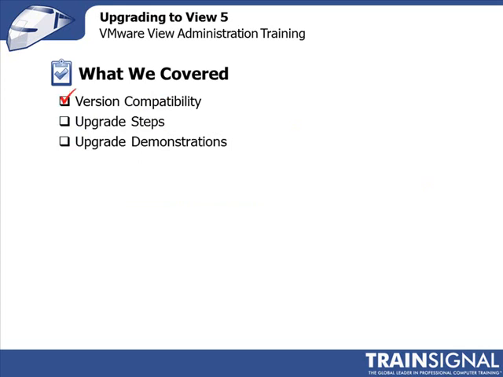We started off talking about version compatibility between View 5.0 components and previous versions of View. Then we talked about the steps that it takes to upgrade a View environment, starting with verifying the system compatibility with the latest version. Then we talked about what it takes to upgrade the connection and security servers, what it takes to upgrade the transfer servers.